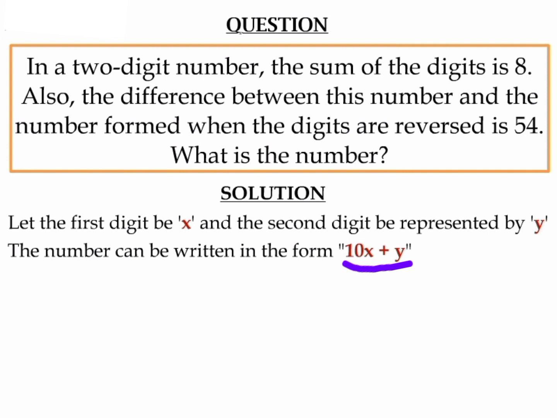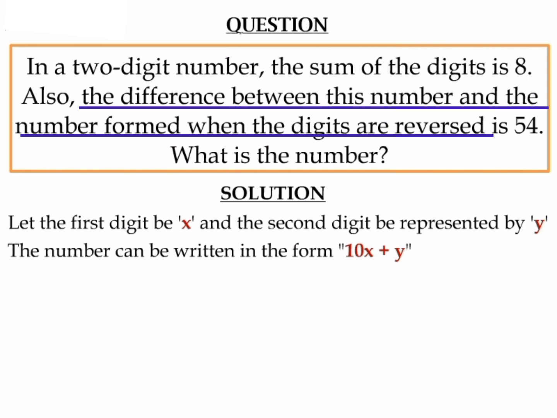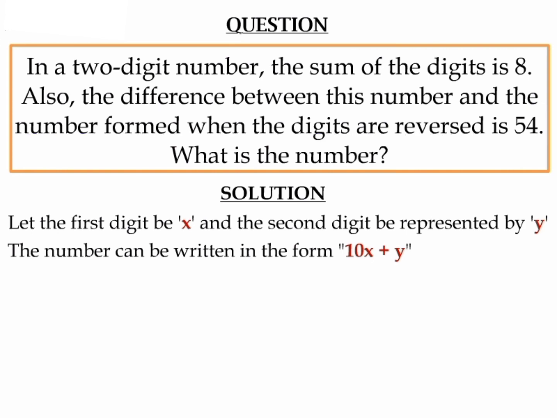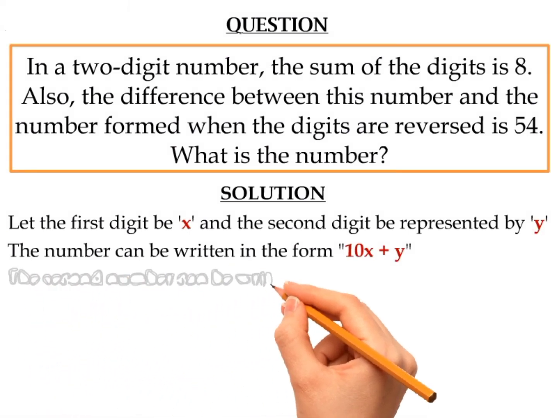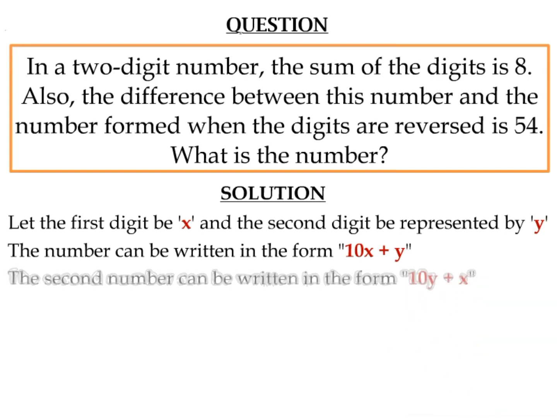In the question, we were also made to understand that the difference between the number and the number formed when the digits are reversed is 54. We already have the first digit is x, and the second is y. When the digits are reversed, the second digit becomes the first, and the first becomes the second. So, we can write the second number as 10y plus x.